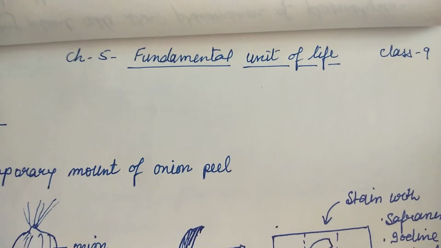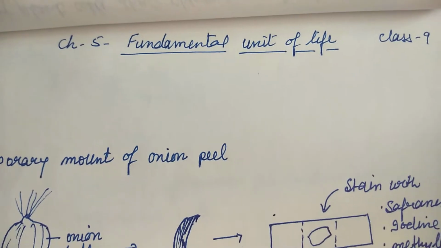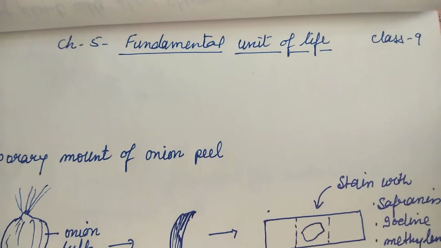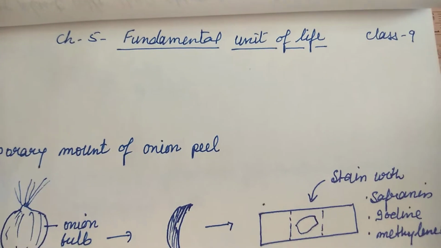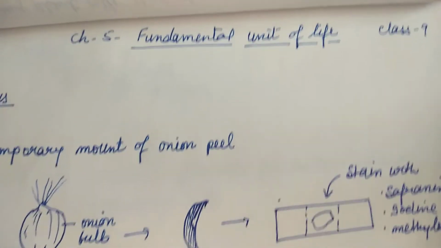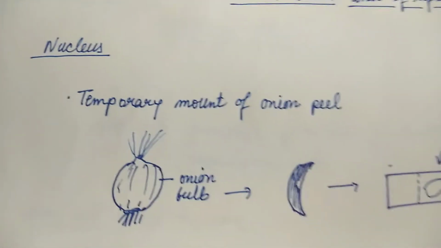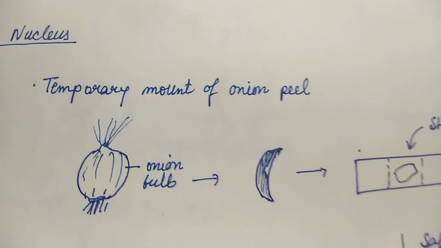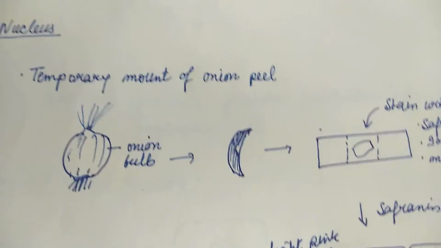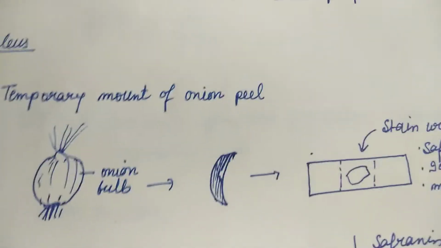Jai Hind Bachcho. Today we are going to discuss another topic of chapter 5, Fundamental Unit of Life, of class 9th. So in this we'll discuss today the nucleus. It's an organelle present in the cell. So let's start with it.